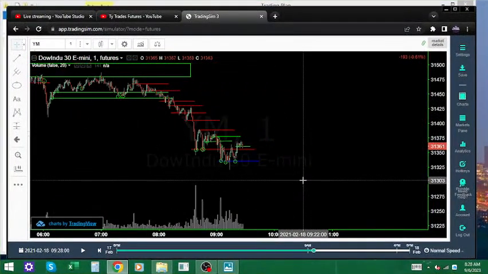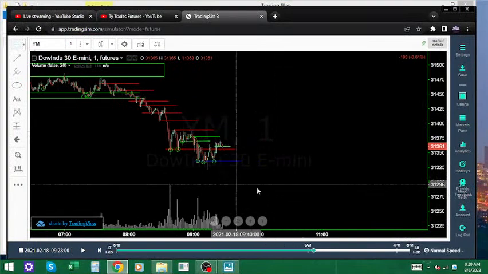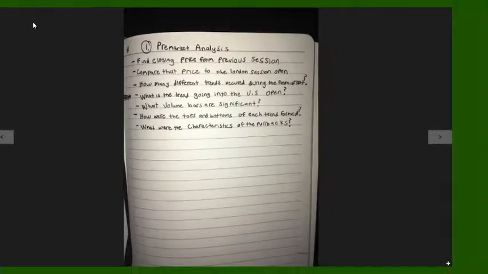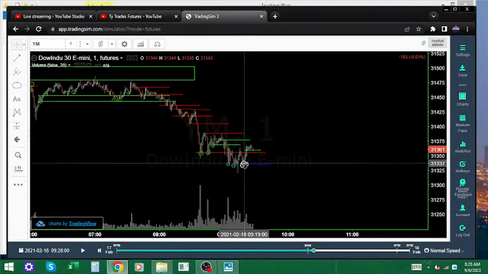And then what is the trend going into the US Open? So if we look at what we see, not too hard to determine today. The trend going into the open is down because we're below yesterday's closing price. Just because we're below yesterday's closing price doesn't mean it's down. You just want to look at which way the market is moving before it opens, and that'll pretty much give you the answer to that question.